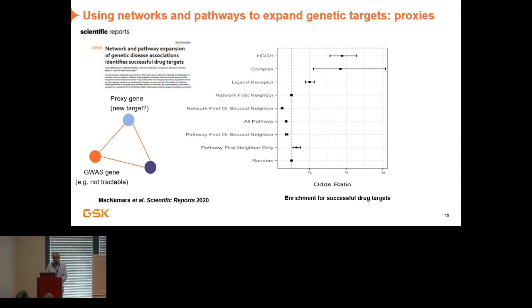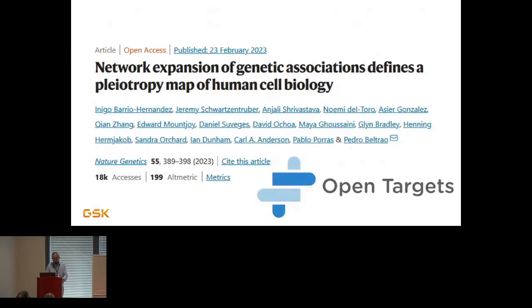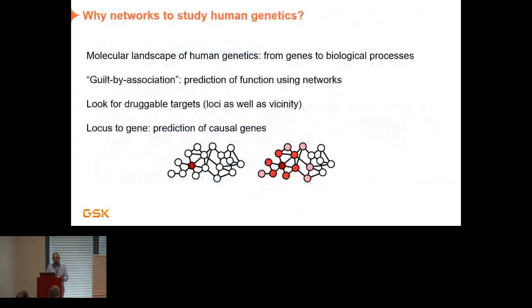And sorry, I'm rushing as I look at the time. I think the poster session has started, but I'm going to finish with a very recent example of work that was published with our colleagues at Open Targets, in Nature Genetics earlier this year, really looking at a network in the context of human genetics. That's important for us because it can help us understand biological processes, look for new drug targets, and help predict maybe the causal gene with that locus to gene function.